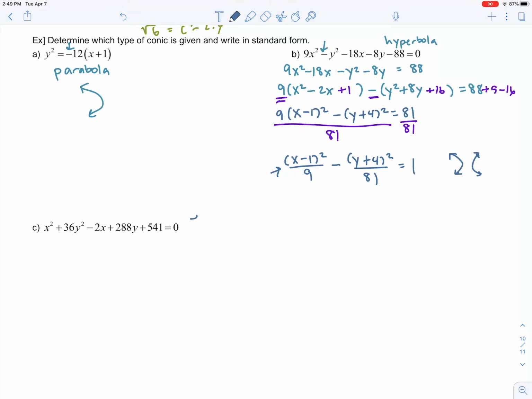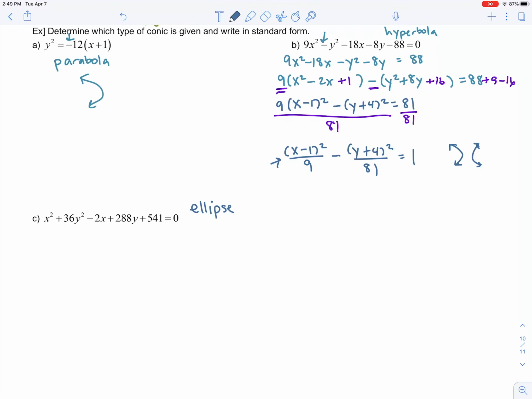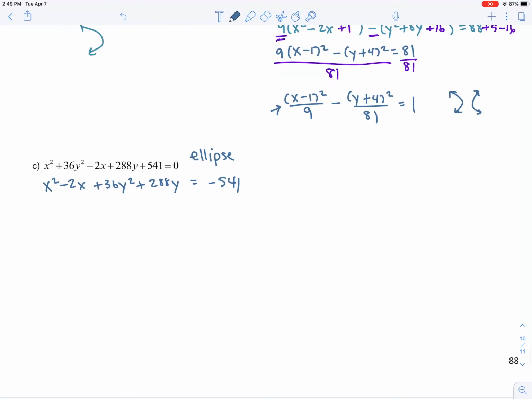Okay, one more. Here I'm seeing x squared terms and y squared terms. They are both positive, which indicates right away that it is an ellipse. So we'll do a similar thing to the last example to put it in standard form. I will collect my x terms together and my y terms together. And I will move over any constant term. I need to subtract the 541.